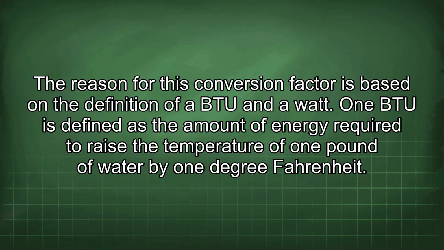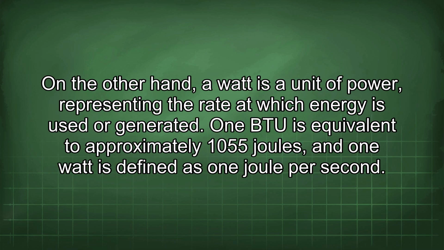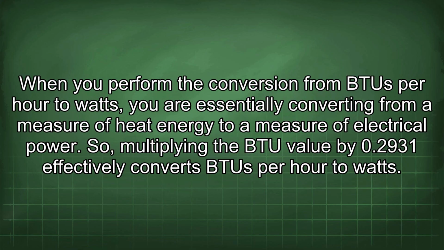1 BTU is defined as the amount of energy required to raise the temperature of 1 pound of water by 1 degree Fahrenheit. On the other hand, a watt is a unit of power, representing the rate at which energy is used or generated. 1 BTU is equivalent to approximately 1055 joules, and 1 watt is defined as 1 joule per second. When you perform the conversion from BTU per hour to watts, you are essentially converting from a measure of heat energy to a measure of electrical power. So, multiplying the BTU value by 0.2931 effectively converts BTU per hour to watts.